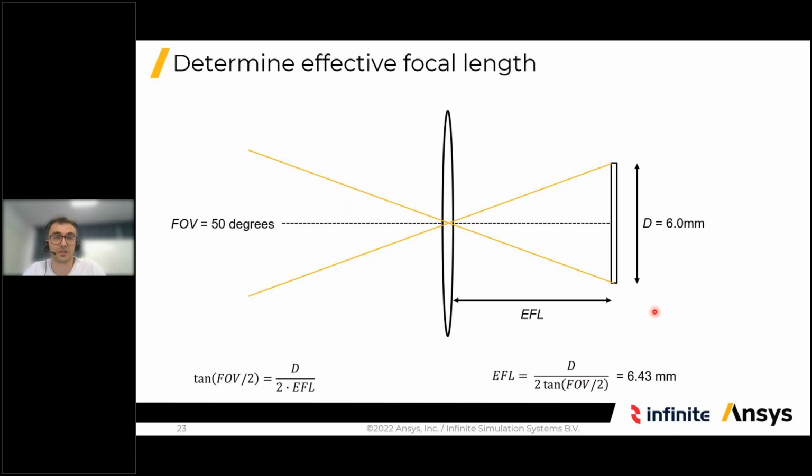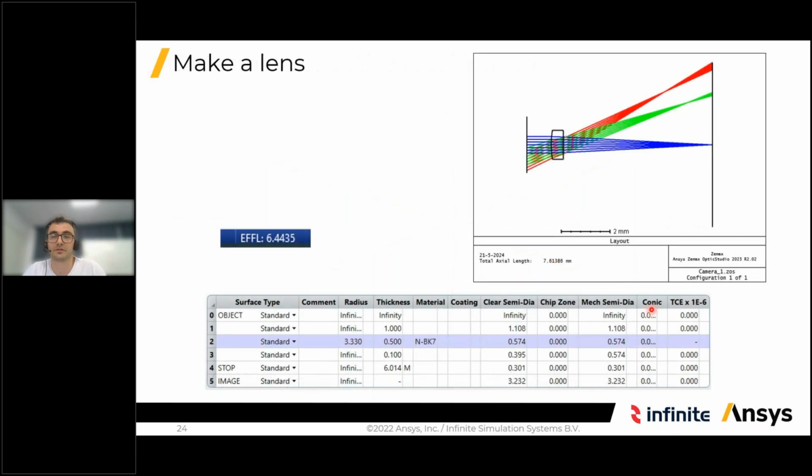So now suppose that we have a stock lens that happens to have an effective focal length almost the same as what we want. So we can just make a simulation with that, and then we can already see why it is so important to do simulation. Even though we have the required focal length, you see that the spot in the middle is focusing very well, but the spots at the sides are not focusing very well at all.